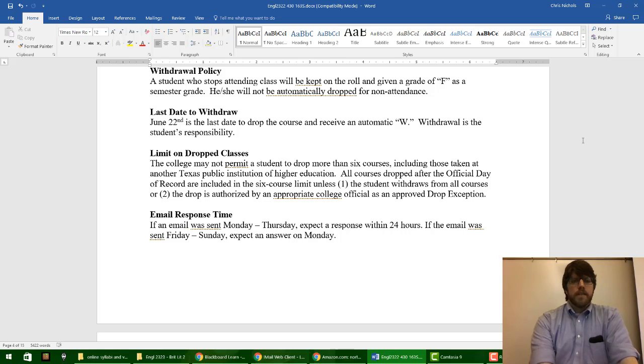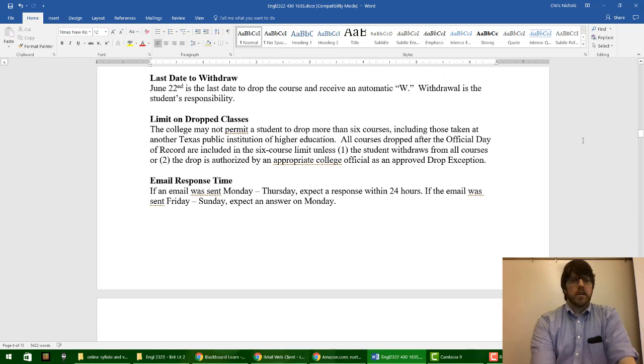Withdrawal policy. If you stop coming, we'll give you a grade of F. We don't drop you. That did happen one summer semester. Somebody just stopped coming and didn't inform me why, and they received an F. And that's a lot harder to get rid of on your transcript, I think, than a withdrawal.